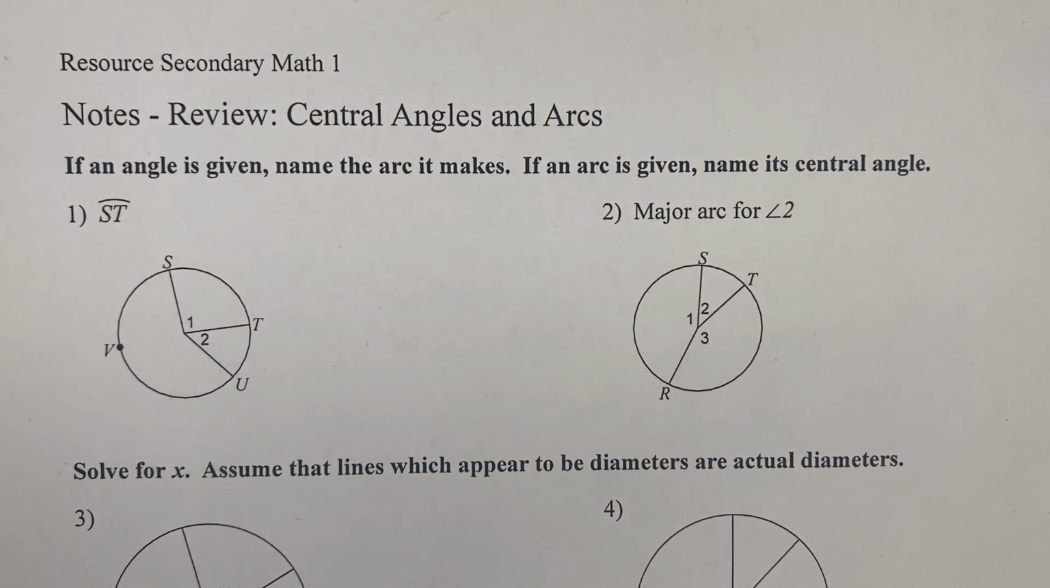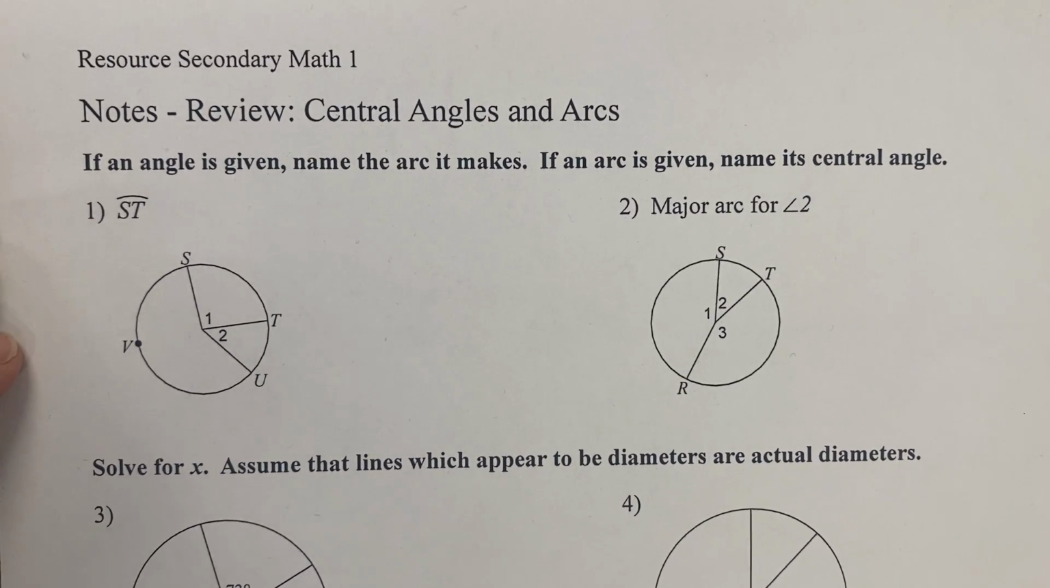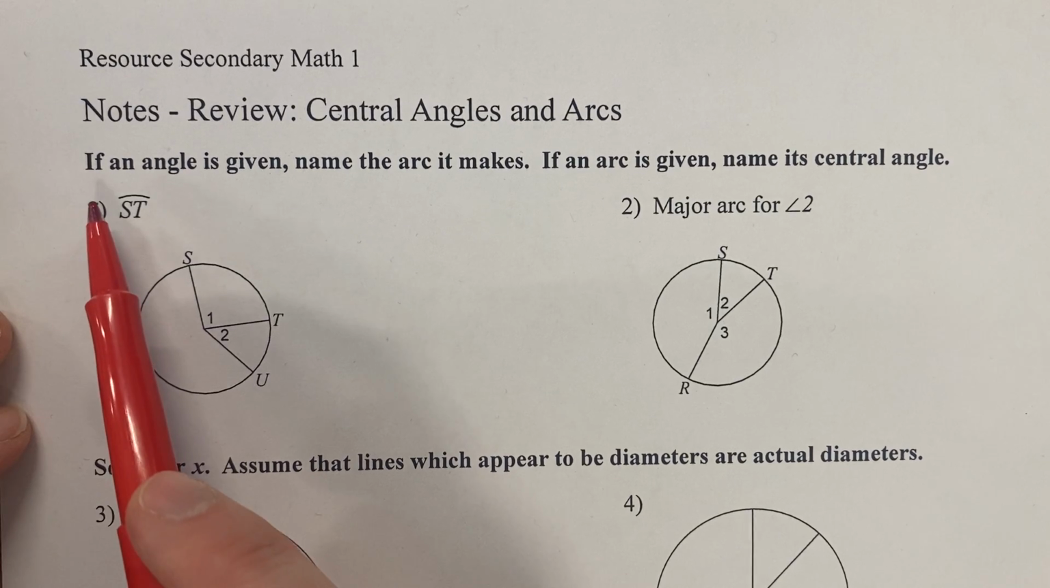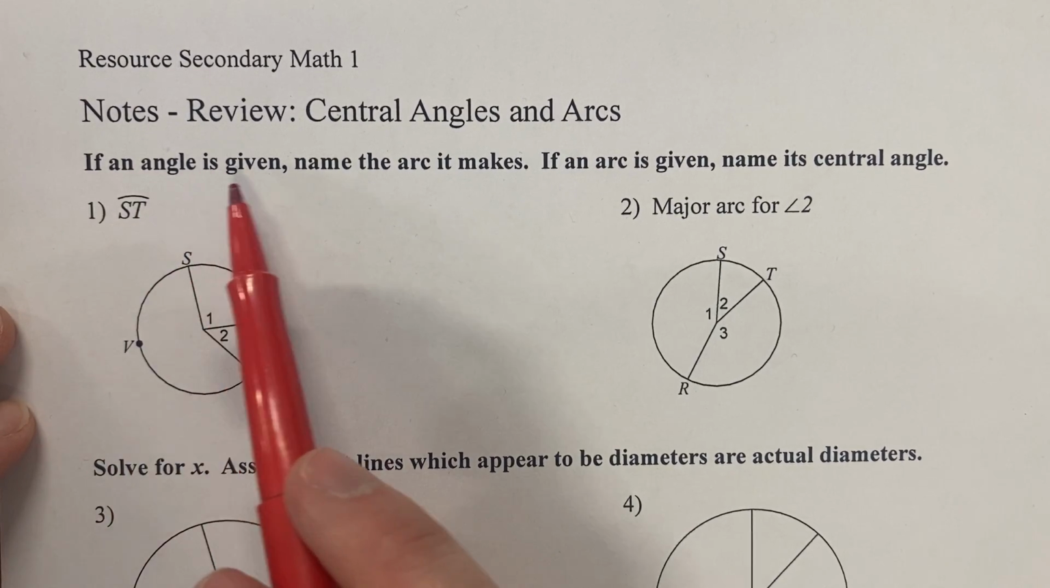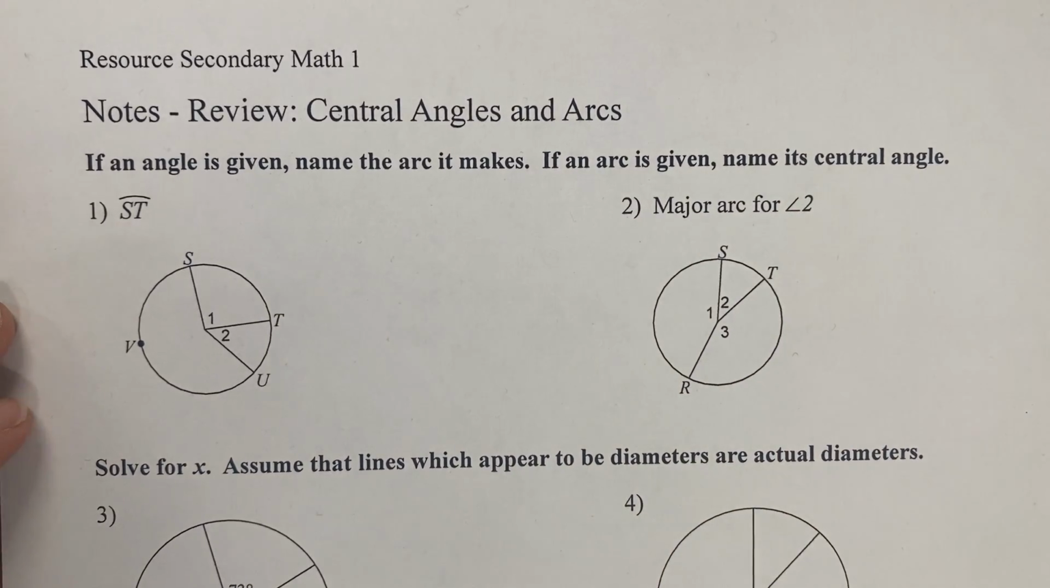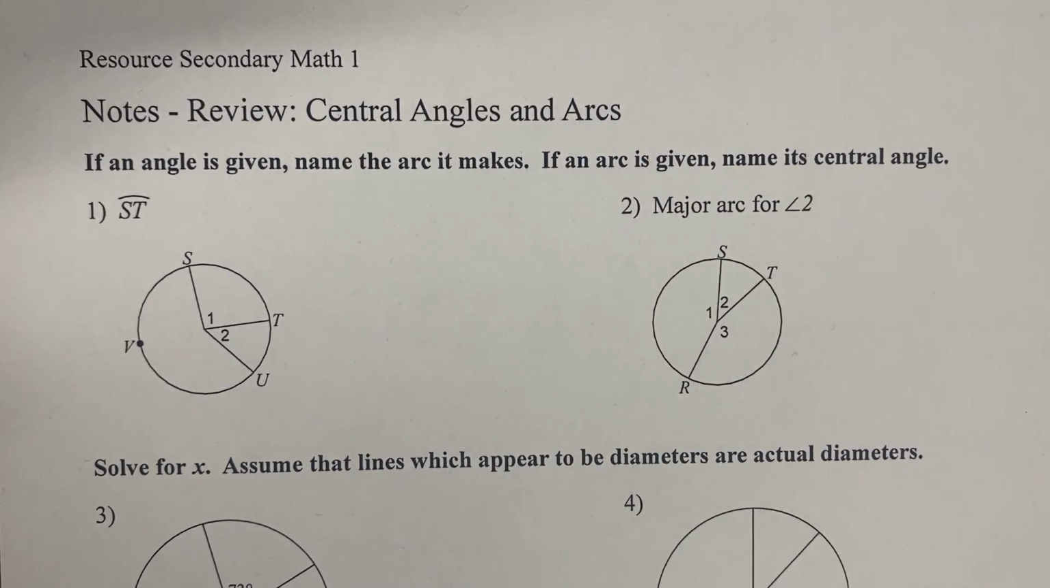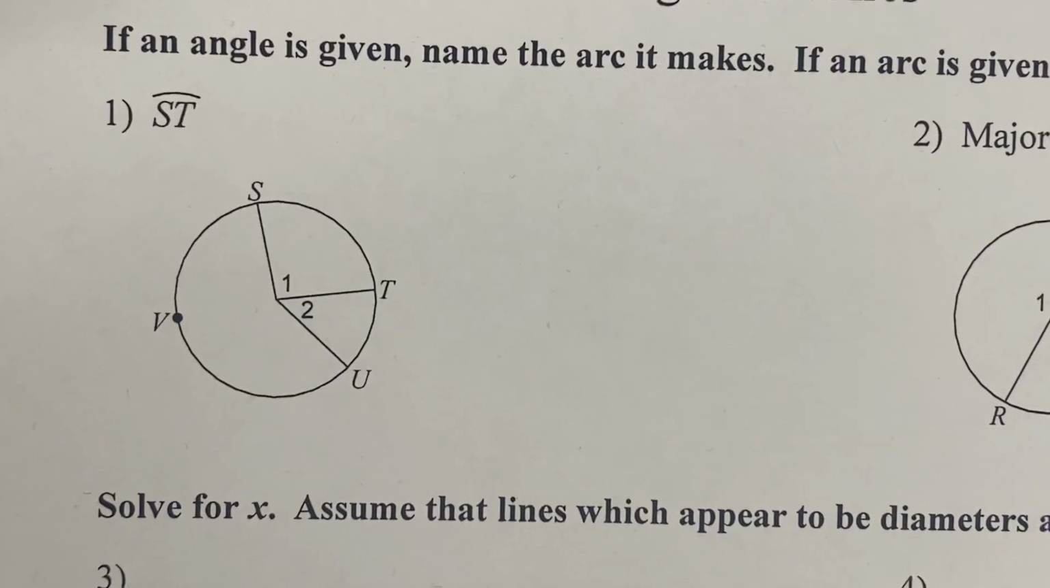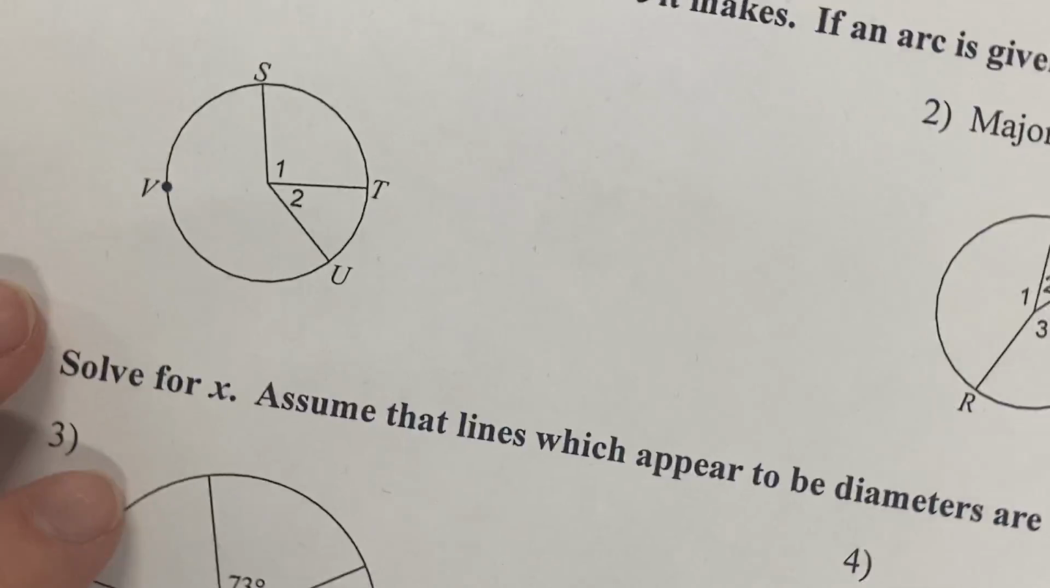Okay, we are reviewing central angles and arcs when given circles. For numbers 1 and 2, it says, if an angle is given, name the arc it makes. If an arc is given, name its central angle. Let's go ahead, I'll zoom in. Let's look at number 1.